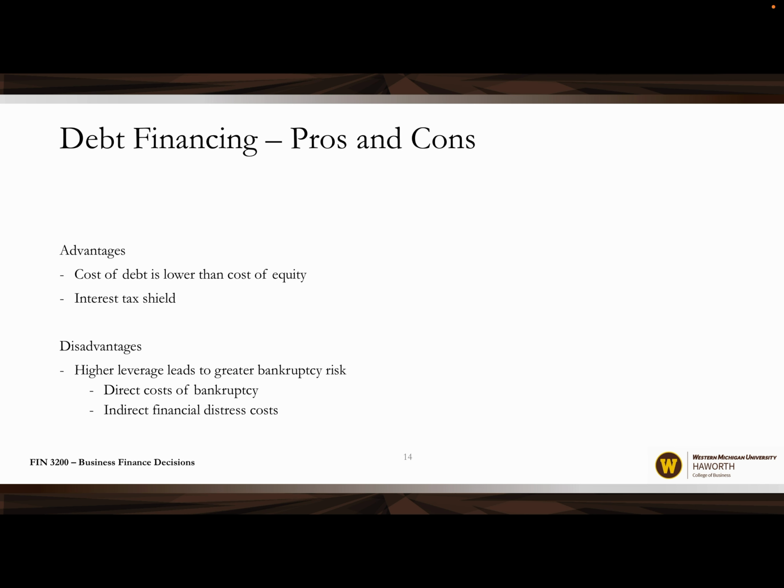Okay, this slide you have to know. So, we're talking about debt financing, the pros and cons.